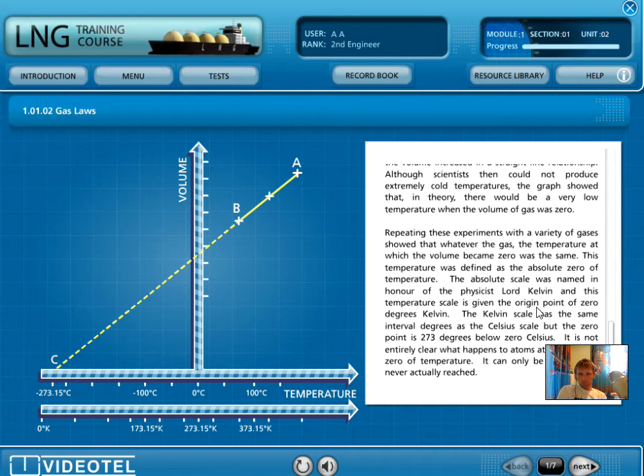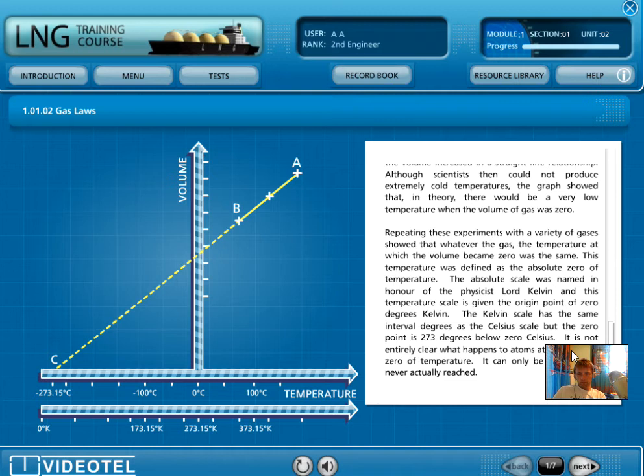The absolute scale was named in honor of the physicist Lord Kelvin, and this temperature scale is given the origin point of 0 degrees Kelvin. The Kelvin scale has the same interval degrees as the Celsius scale, but the 0 point is 273 degrees below 0 Celsius.